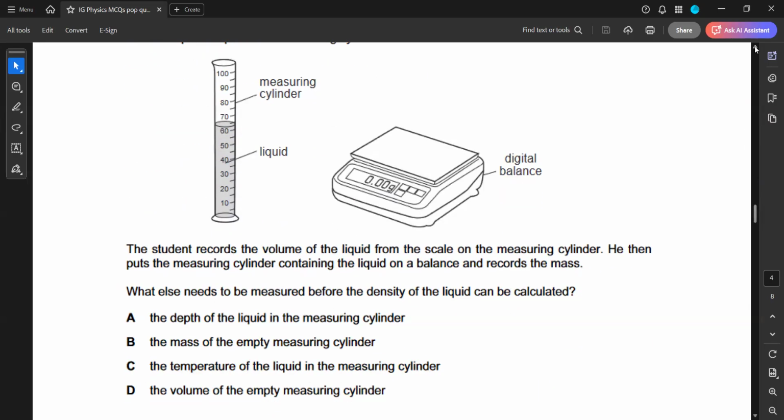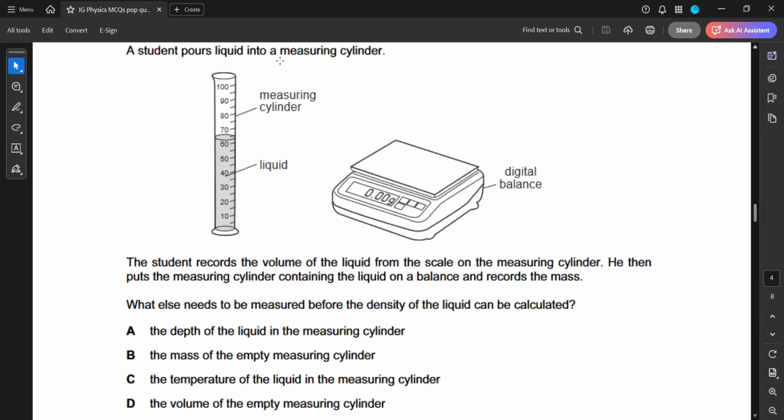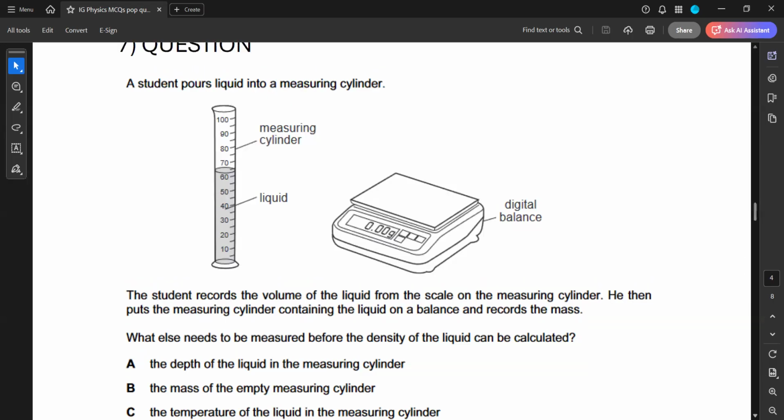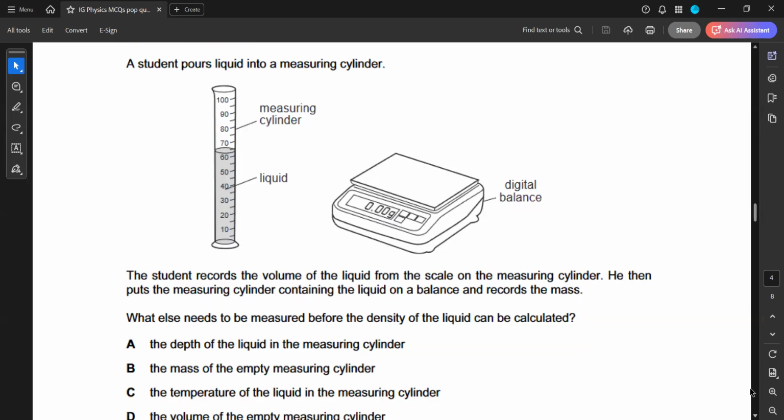Sir, I have a doubt in this question. A student pours a liquid into a measuring cylinder. The student records the volume of the liquid from the scale of the measuring cylinder. He then puts the measuring cylinder containing the liquid on the balance and records the mass. What else needs to be measured before finding the density of the liquid?